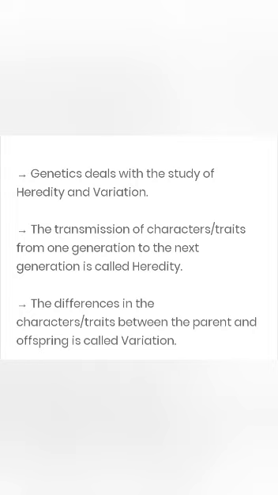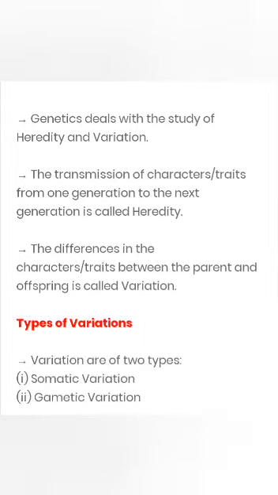Chromosomes carry the hereditary information to be passed on to the next generations. What is variation? The differences in the characters or traits between the parent and offspring is called variation. There are two types of variations, somatic variation and gametic variation.